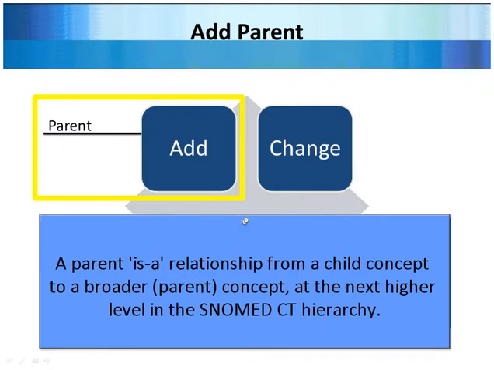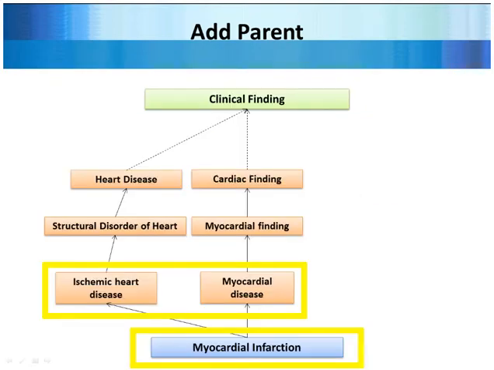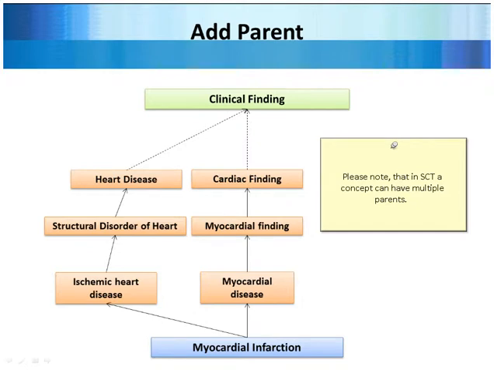A parent is a relationship from a child concept to a broader parent concept at the next higher level in the SNOMED CT hierarchy. For example, ischemic heart disease and myocardial disease are parents to myocardial infarction. Myocardial infarction is a child to ischemic heart disease and myocardial disease. Please note that in SNOMED CT, a concept can have multiple parents.